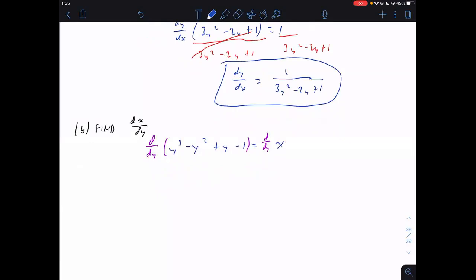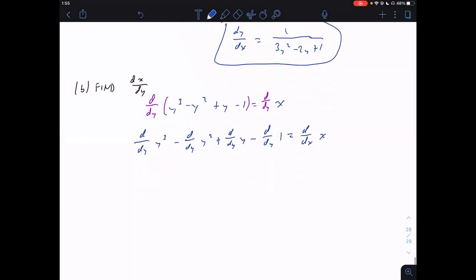So once again, distribute the differential to each term. On the left-hand side, we're going to take the derivative with respect to y of y cubed, minus the derivative with respect to y of y squared, plus the derivative with respect to y of y, minus the derivative with respect to y of 1, equal to the derivative with respect to y of x.